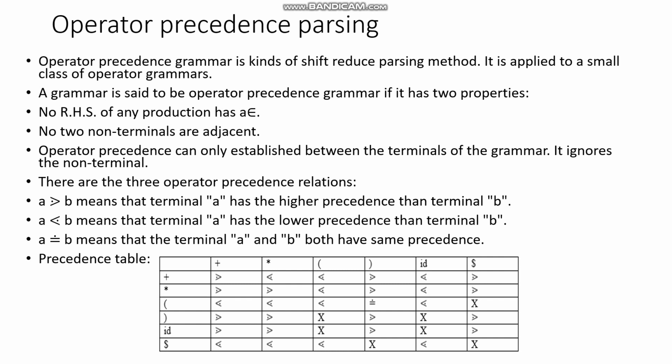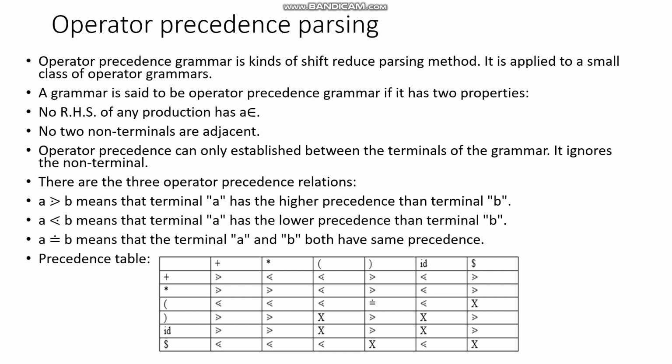Whatever grammar you get for operator precedence has to satisfy two conditions. First, there exists no production rule which has an empty symbol on its right-hand side. Second, there exists no production rule which contains two non-terminals adjacent to each other on its RHS. As I said, on the right-hand side there must be no two non-terminals which are adjacent.